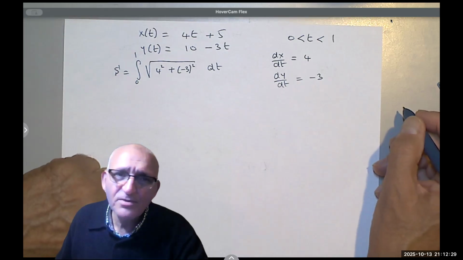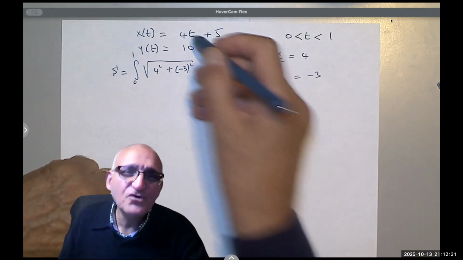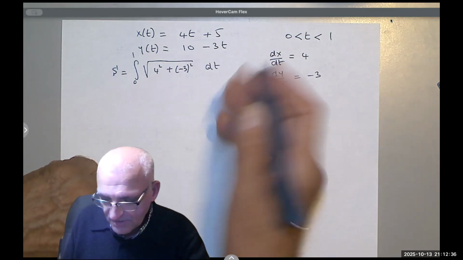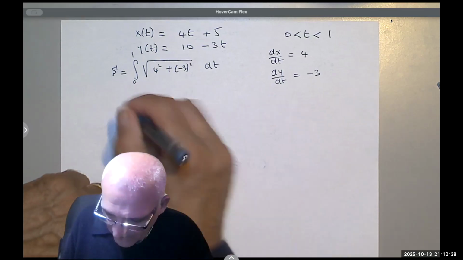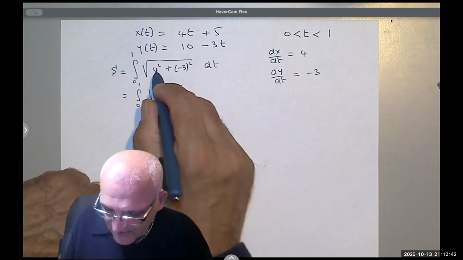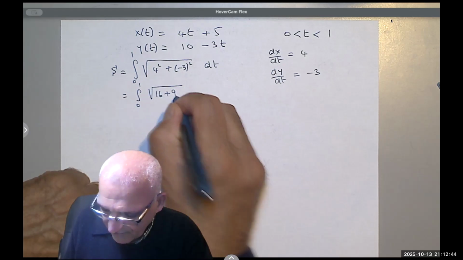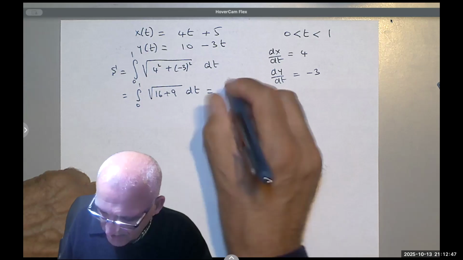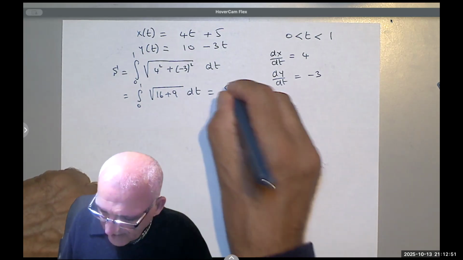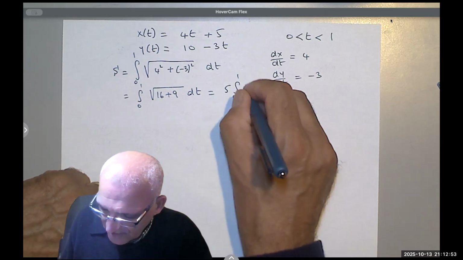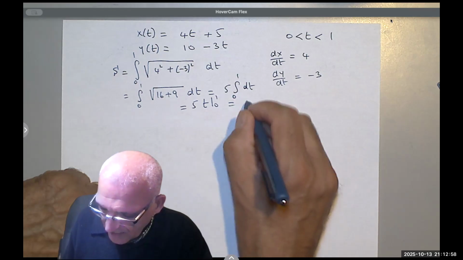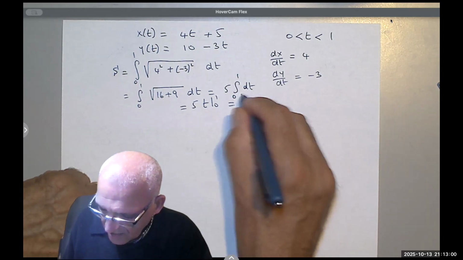That's a very simple problem. I just used the numbers 4 and 3 so that, using Pythagoras, we get 5, right? So this is the integral from 0 to 1 of the square root of 16 plus 9, or 25, dt, equals the square root of 25, or 5. 5 is a constant, so you get 5 times the integral from 0 to 1 of dt, which equals 5t evaluated from 0 to 1, equals 5 minus 0, or simply 5.